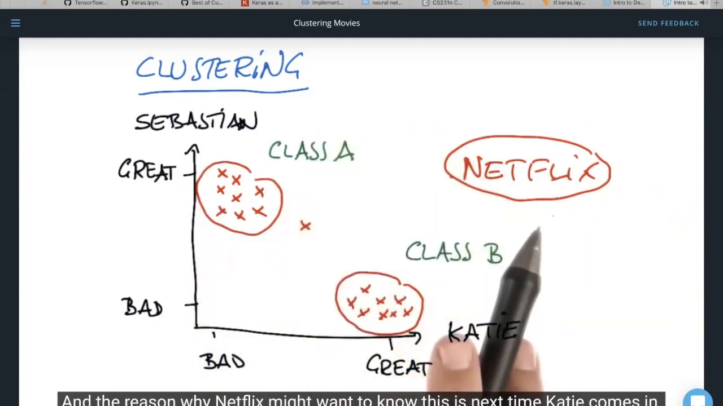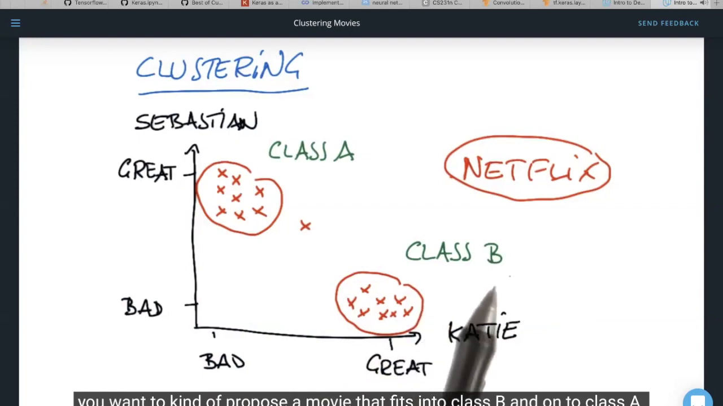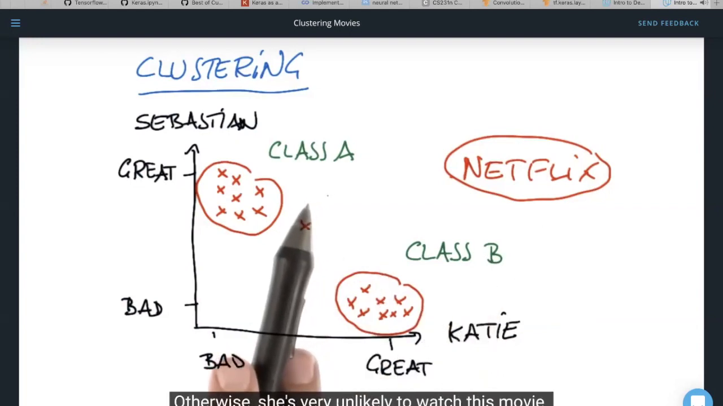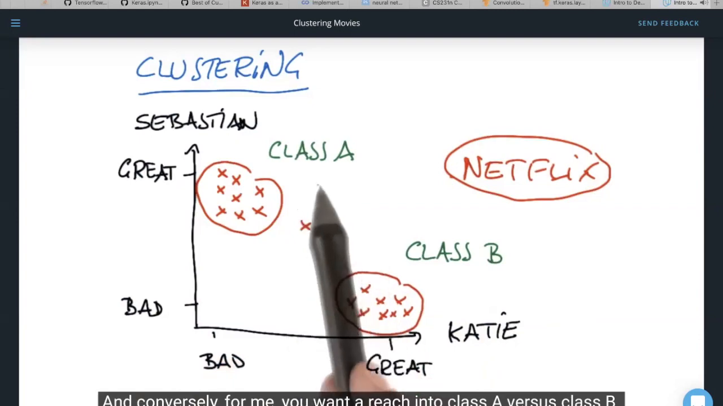And the reason why Netflix might want to know this is next time Katie comes in, you want to propose a movie that fits into class B and not into class A. Otherwise, she's very unlikely to watch this movie. And conversely, for me, you want to reach into class A versus class B.